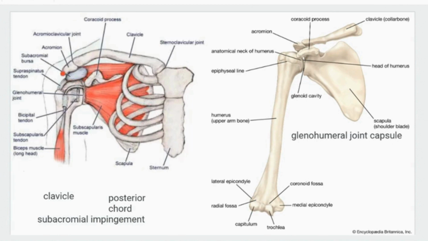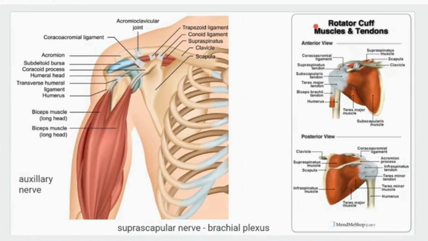The main feature of these conditions is the painful arc, where maximum pain is felt from 60 to 120 degrees of shoulder abduction, due to the subacromial space being most narrow at this range. For an impingement syndrome, strengthening the rotator cuff is important so that the humeral head will be better compressed and depressed against the glenoid during the movement of the arm.